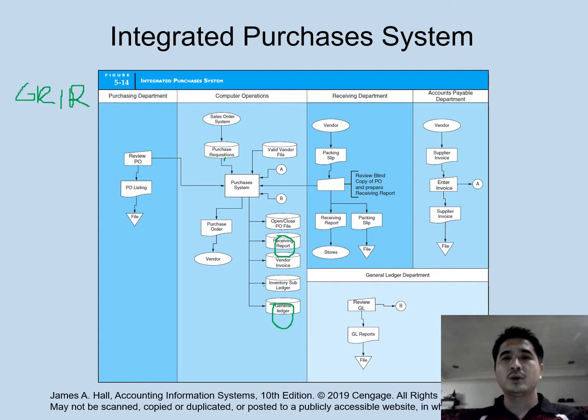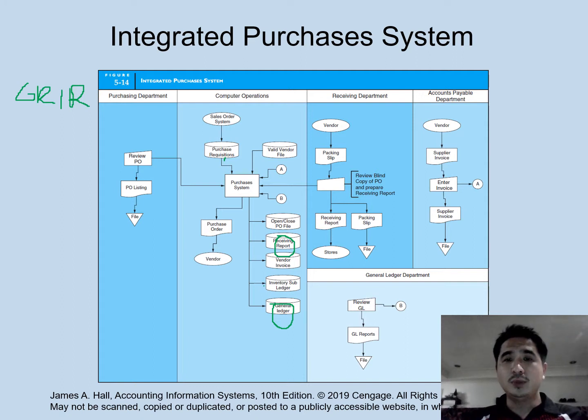In addition, just to emphasize, when you debit inventory and credit GRIR in the receiving department, it pertains to the goods receipt of the GRIR. For the accounts payable, when you debit the GRIR account, it pertains to the invoice. Okay, the GRIR accounts here describe the transactions happening in the receiving department and accounts payable department.